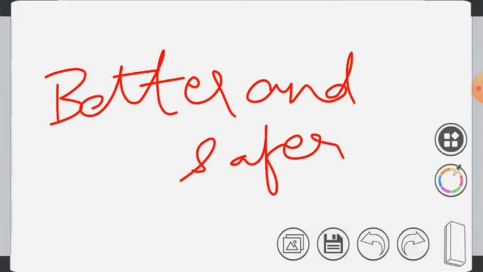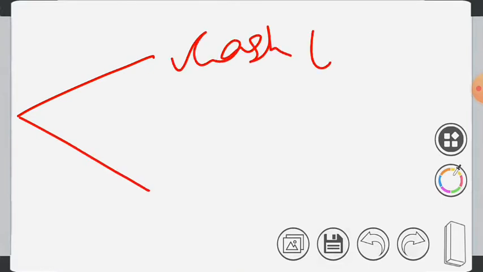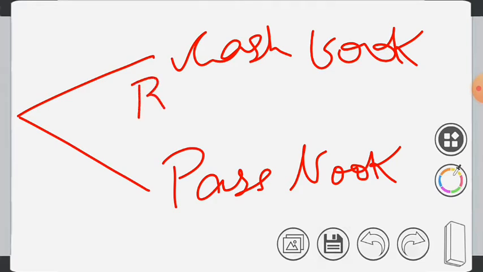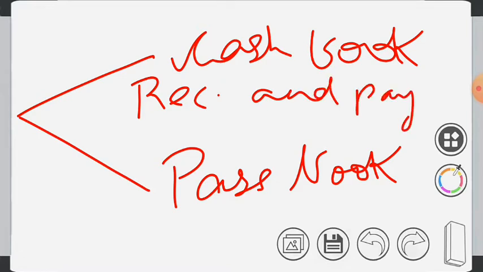So in order to make such transactions through the bank, they have to maintain two books, that is cash book and passbook. Cash book is where all the receipts and payments are recorded which are related to cash transactions.